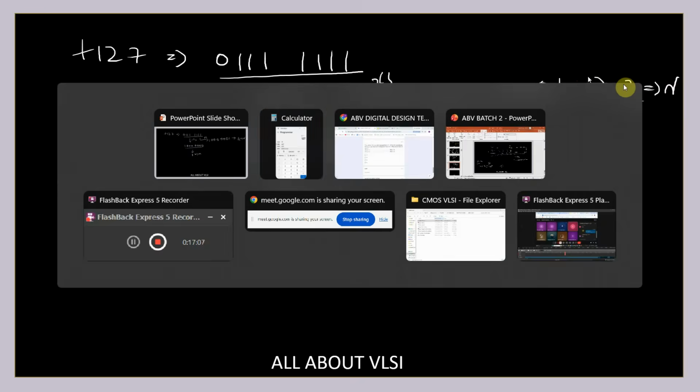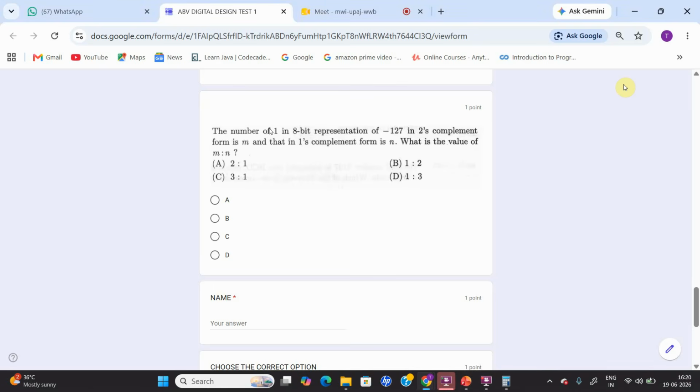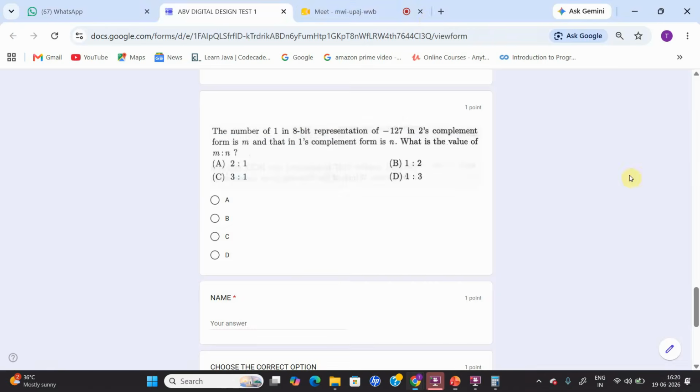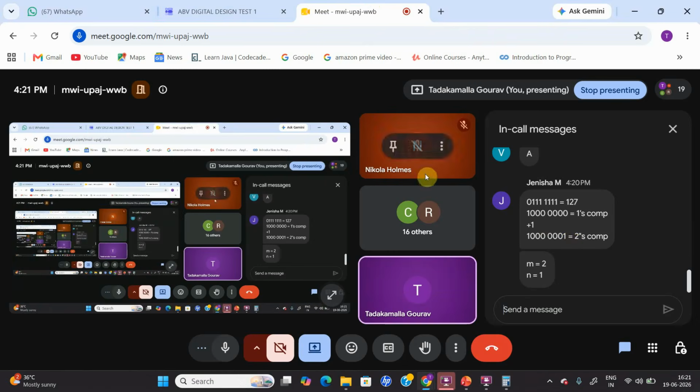I think this is what is given in the question, right? The number of ones in two's complement form is m, and this is n. So m to n is basically 2 to 1. So they are asking the ratio of the number of ones in the two's complement representation to the number of ones in the ones complement representation. That is nothing but 2 to 1. Exactly. Yeah, m is equal to 2 and n is equal to 1. Exactly. Yes.